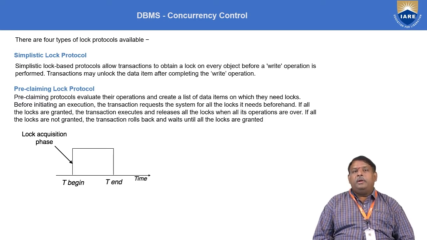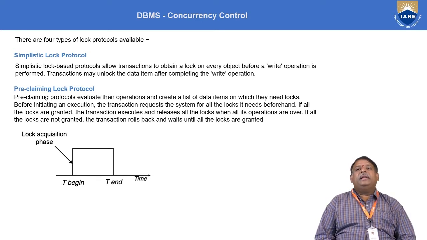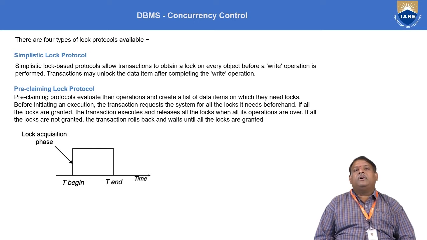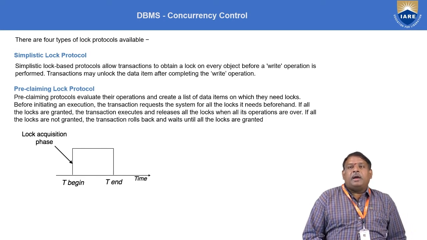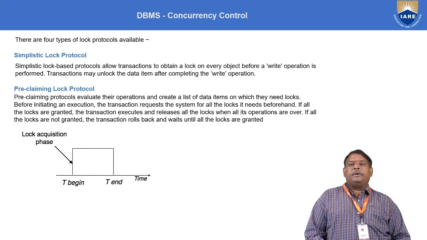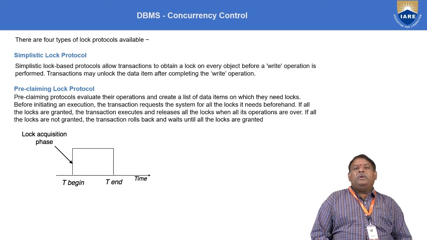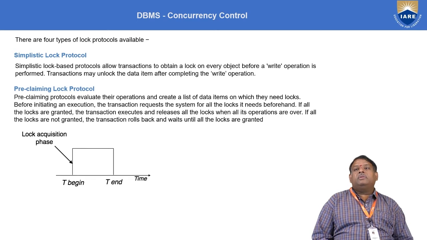Next, the pre-claiming lock protocol. Pre-claiming lock protocols evaluate their operations and create a list of data items on which they need locks. Before initiating an execution, the transaction requests the system for all the locks that it needs beforehand. Suppose you want to write into 4 objects. Your transaction will ask the system for locks on all these 4 objects. If all the locks are granted, the transaction executes and releases all the locks when the operations are over. If the locks are not granted, the transaction rolls back and waits until the locks are granted.